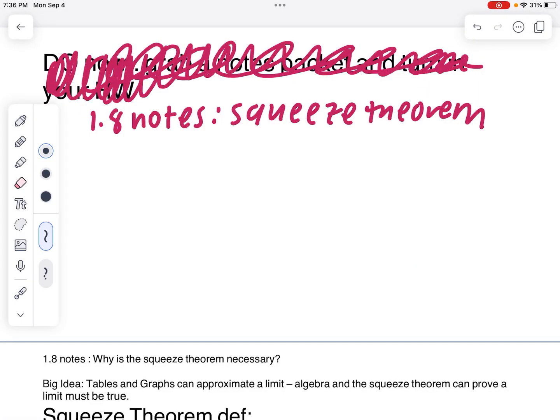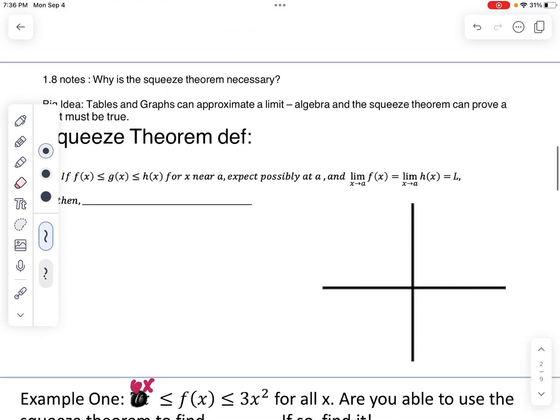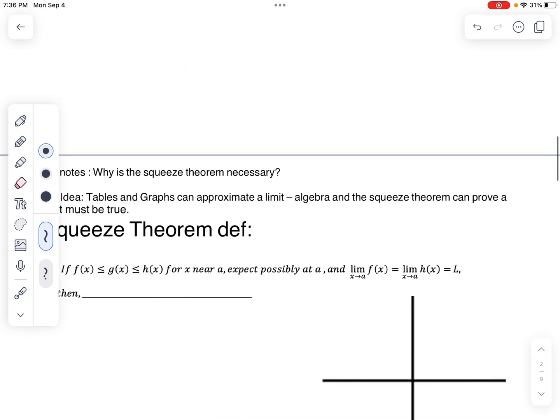Hello, welcome to the 1.8 notes. These are on the squeeze theorem. I'm going to go real quick over the concept of the squeeze theorem, a real world situation, and then we're going to look at the formal definition, which is our second little slide.